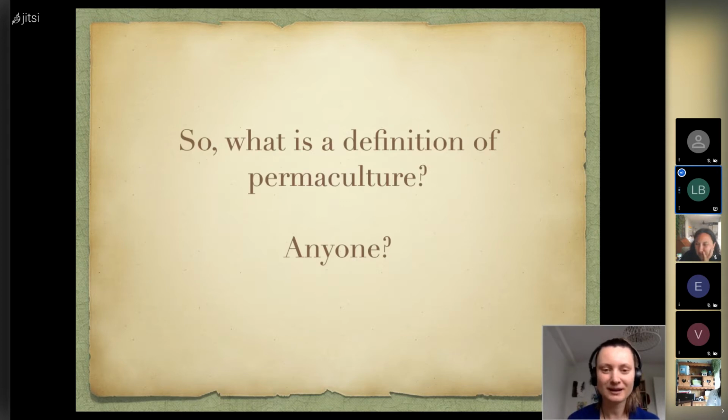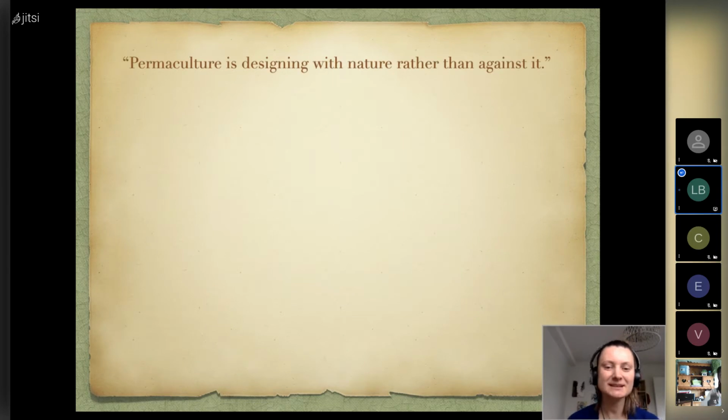Okay. Well, I will share some definitions with you then. So this is the shortest one that I could come up with. Permaculture is designing with nature rather than against it. And this definition really harks back to the coining of permaculture in the early days, which saw that modern agriculture really worked against nature. And permaculture was countercultural because it was all about designing with nature, with the flows of nature, and creating human sustaining habitats that mimicked ecosystems.